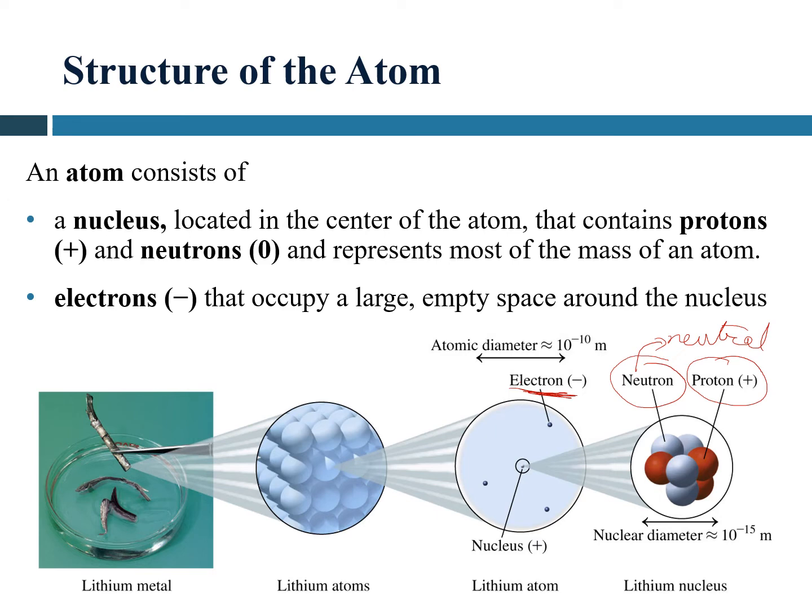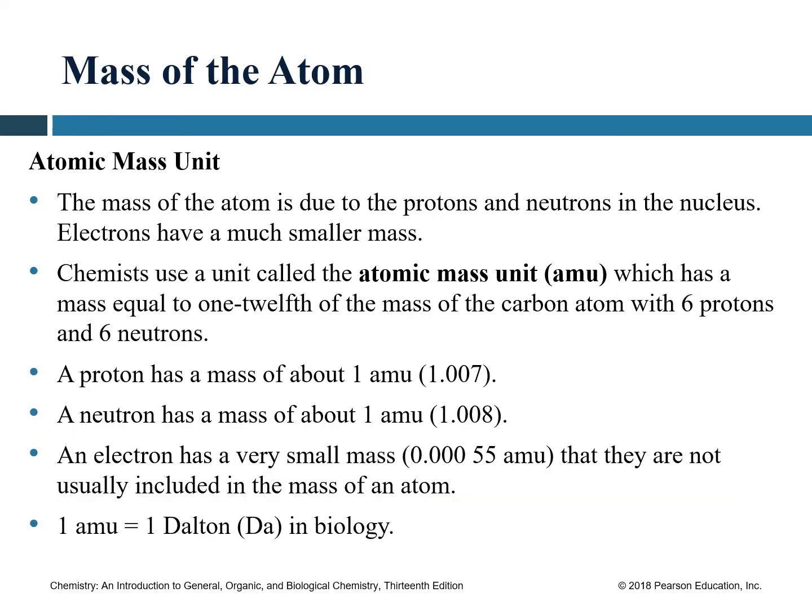And sometimes the mass of the electron is also regarded as negligible. You could even disregard it. So the mass of the atom is due to the mass of its protons and the neutrons combined in the nucleus. Electrons have a much smaller mass.